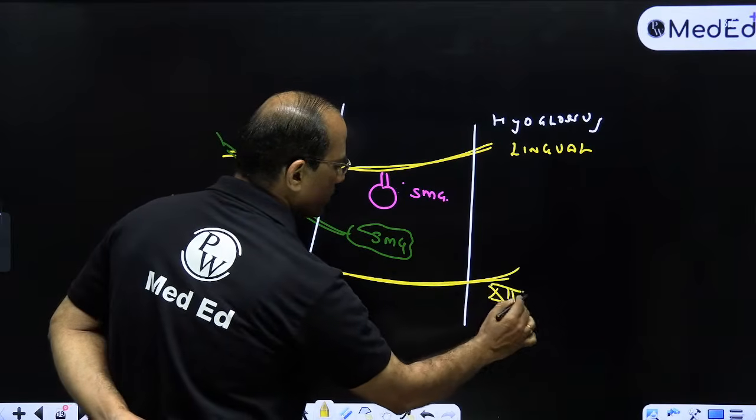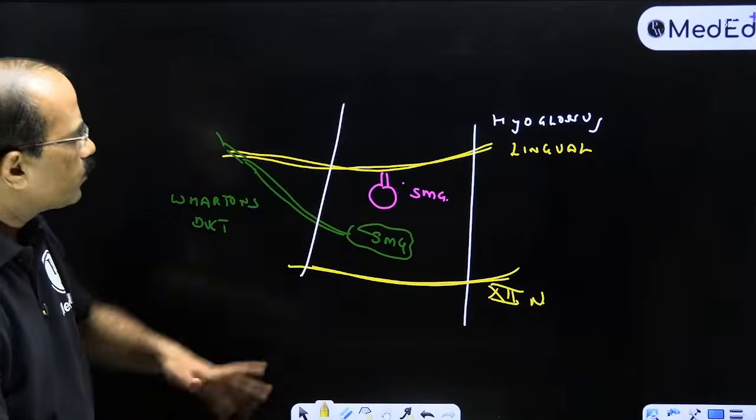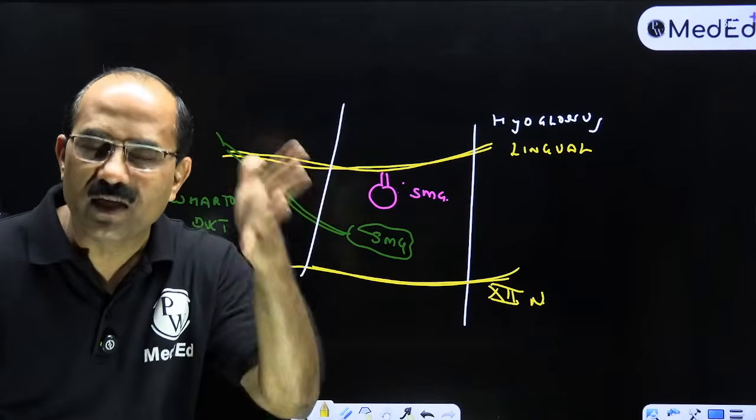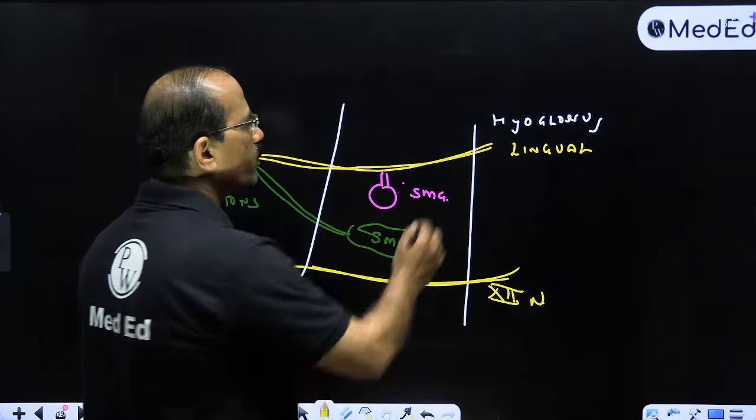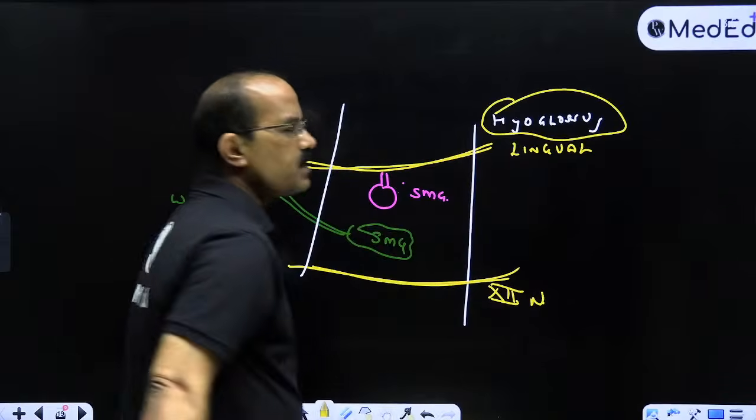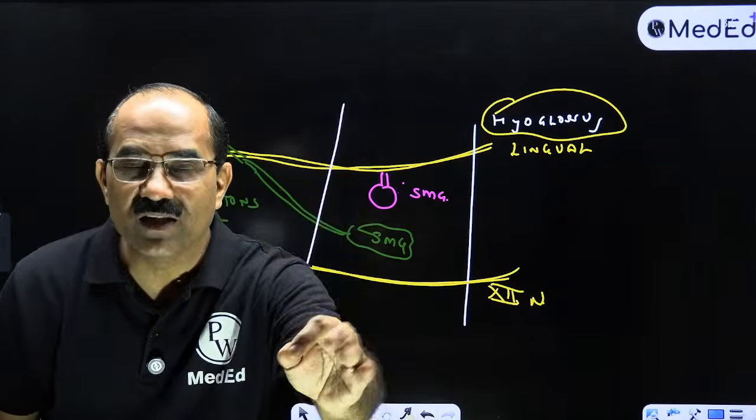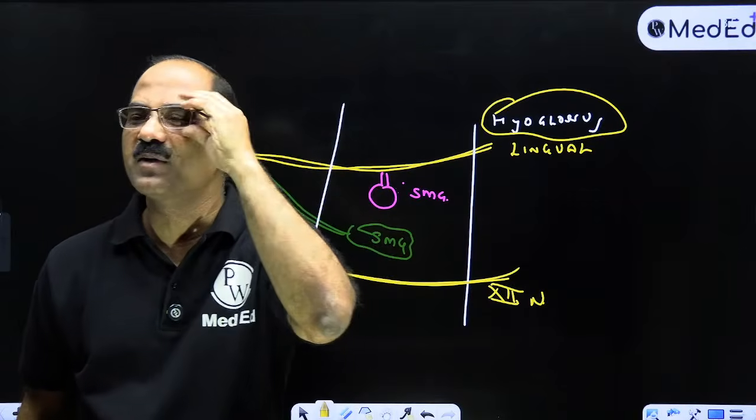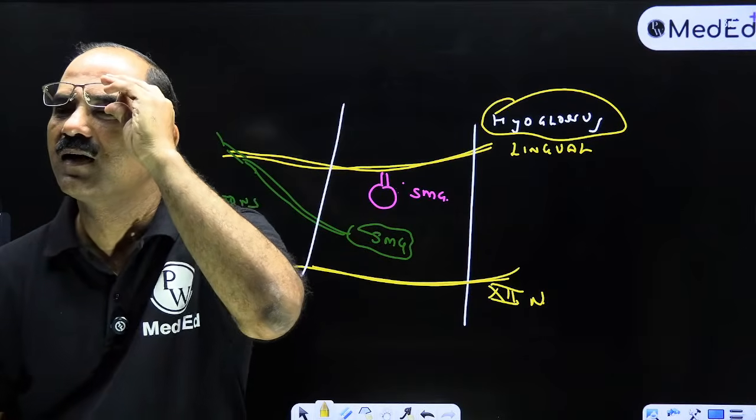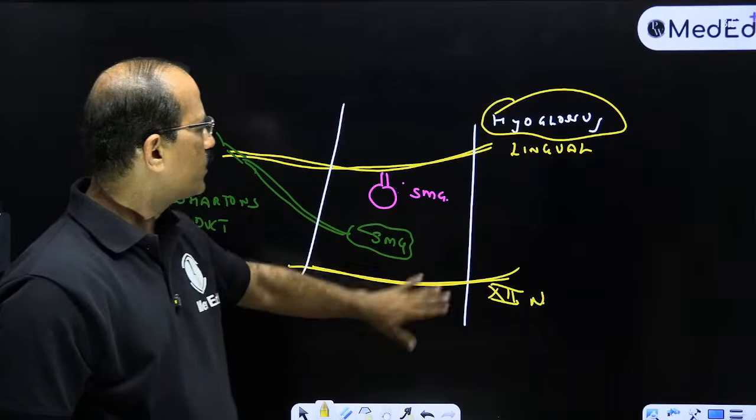And here another nerve also comes, and this is the hypoglossal nerve. What is this muscle of the tongue? This is a muscle of the tongue whose name is hyoglossus. The muscle is hyoglossus. Hyoglossus is therefore known as the key muscle of the oral region. So this is the hypoglossal nerve, that's the lingual nerve.